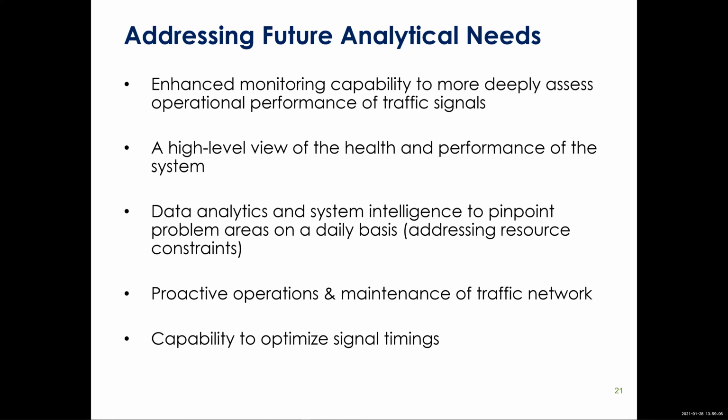Once we get that data, we need to be proactive in our operation and maintenance. What we're seeing coming out now is having the ability to have email alerts or SMS text messaging based upon what's going on at the intersection. So if it's starting to fail, we can get on it right away and get it back up to speed.